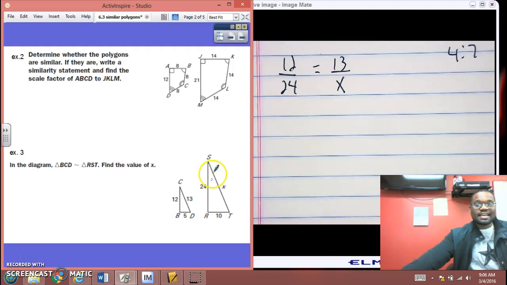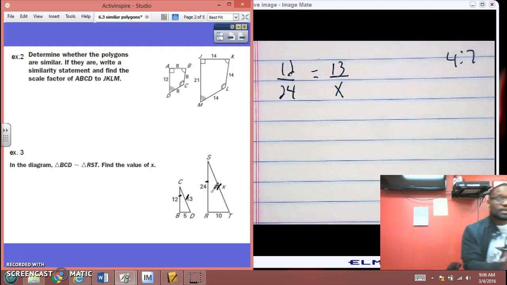I picked a side on both of these that I knew the value for, and I picked the side that corresponded with the side I needed. I could have said 5 over 10 equals 13 over x. Either way. But what you don't want to do is say something like 12 over 24 equals 5 over 10. That doesn't help you solve for x. All right, so you have to decide which ratios to use, and I picked this side and this side to correspond with this side and this side. It doesn't matter. But now we work the problem, we can cross multiply.